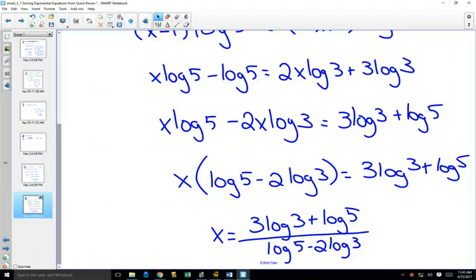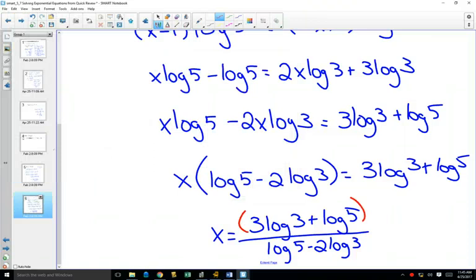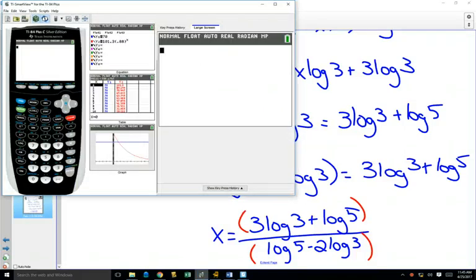This is where if you have your calculator and you're able to use the fraction button, use it. If you don't have the fraction button, you are going to need an extra set of brackets on the top, an extra set of brackets on the bottom. So I'm going to go to my fraction button. I'm going to type this in exactly as I see it. 3 log 3 plus log 5.